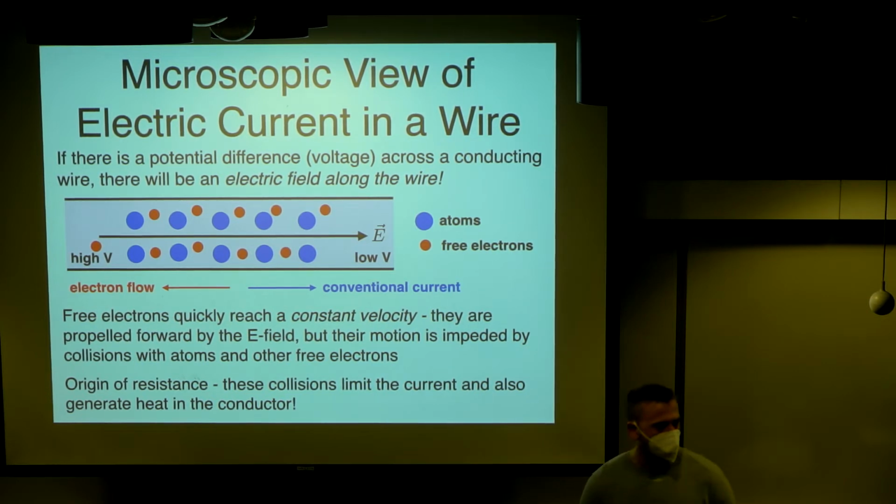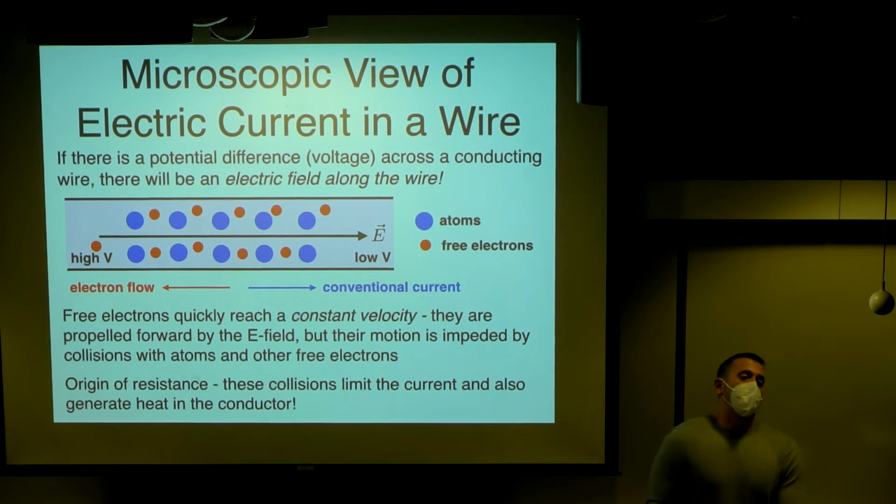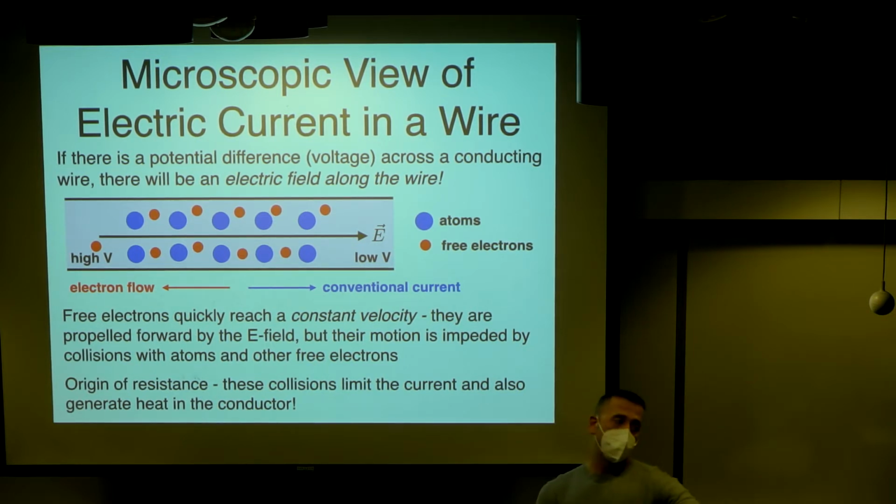For denser metals, do the electrons go slower? So yeah, what we're going to find as we develop some of our equations is that the density of electrons in the material does matter at some level. We'll get to that.